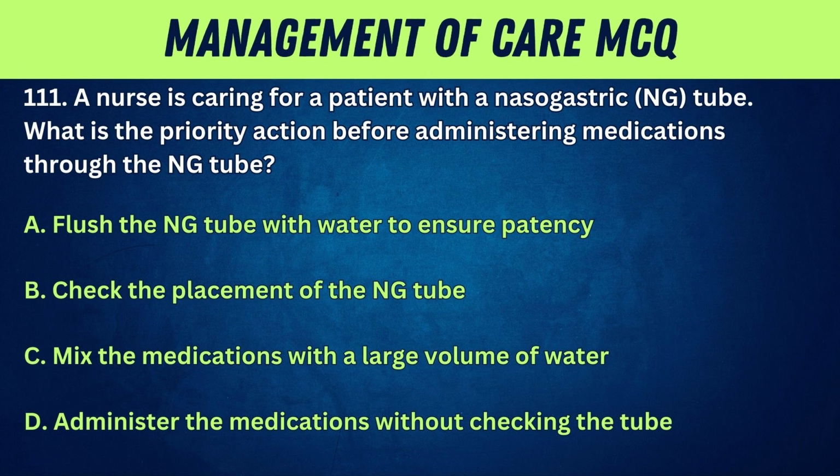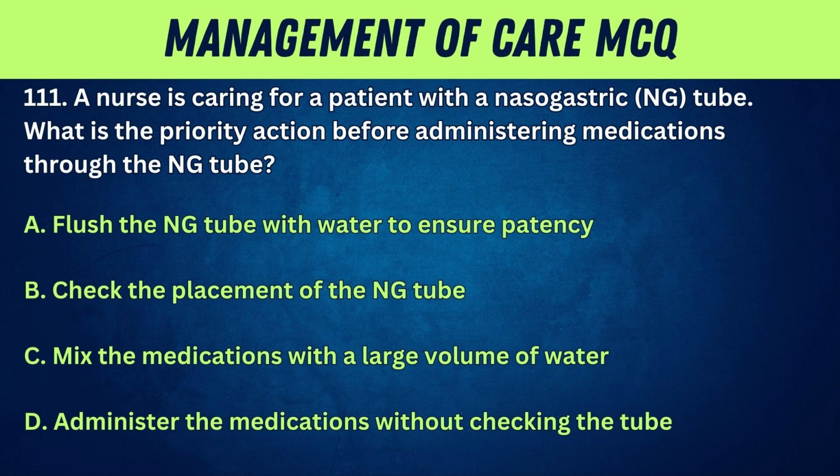111. A nurse is caring for a patient with a nasogastric NG tube. What is the priority action before administering medications through the NG tube? A. Flush the NG tube with water to ensure patency. B. Check the placement of the NG tube. C. Mix the medications with a large volume of water. D.